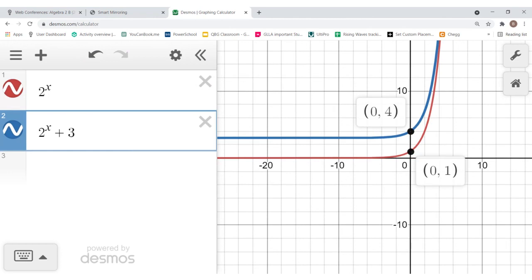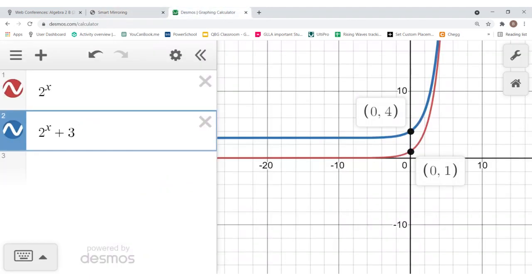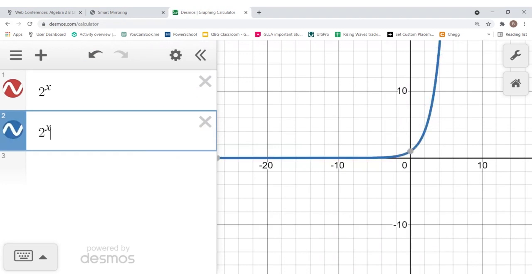We can summarize this: if we add at the end, this is going to move it up or down. So if we subtracted 3, that would move it just down 3. Then let's go back and try adding 3 to just the x, not to the whole thing. Now it's going to have a hard time with everything. We're going to do parentheses and then plus 3.